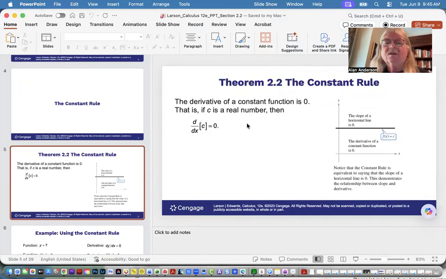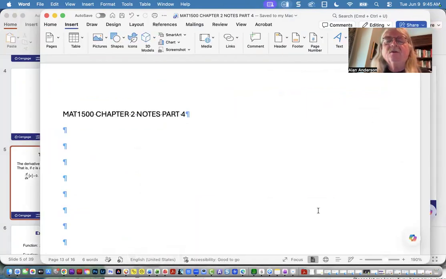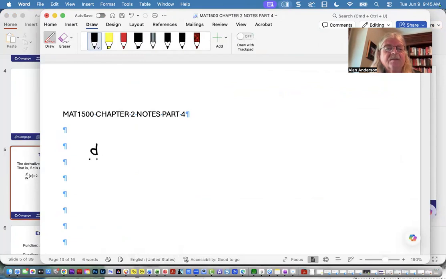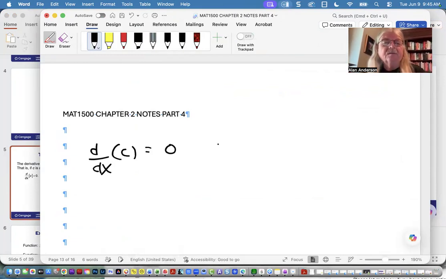The constant rule, of course, couldn't be any simpler. Just remember that the derivative of a constant is just zero. We often ran into this when we were taking the derivatives of polynomials because there's usually a constant term in there. Whatever the constant happens to be, its derivative is zero. So that's the easy one. I'll just label that here.